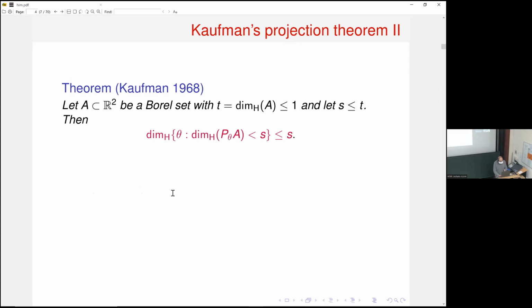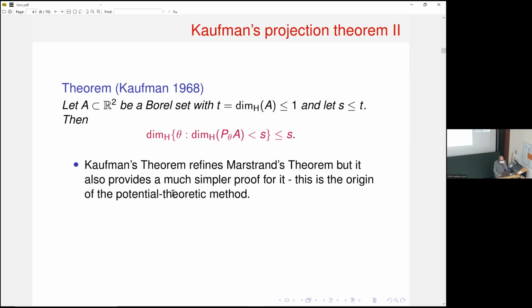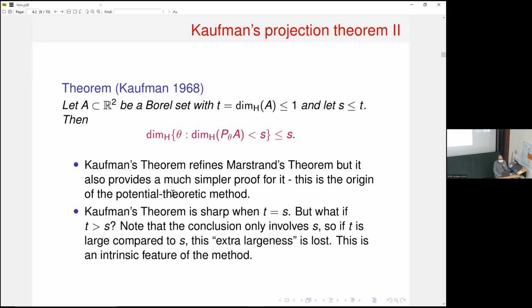Right. So here is Kaufman's theorem again, stated in a slightly different way. We have a set of dimension T, and we have a parameter S, which is at most T. Then the dimension of the projection drops below S for a set of directions of dimension at most S. As I said, this is a refinement of Marstrand's theorem, but Kaufman also provided a simpler proof. And actually, I'm going to show you the proof in the next couple of slides.